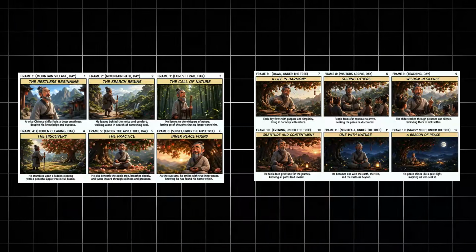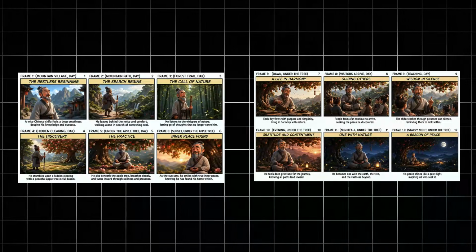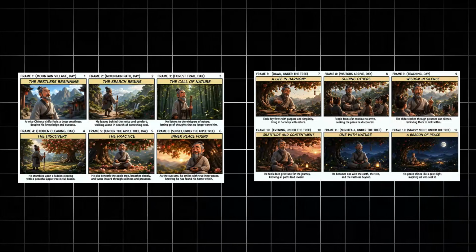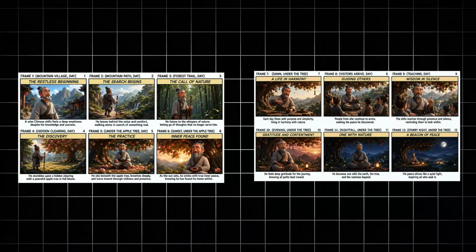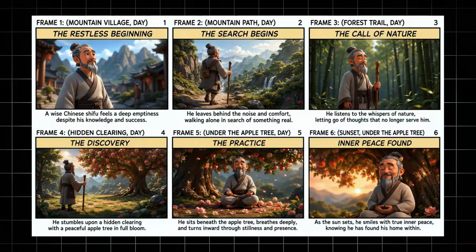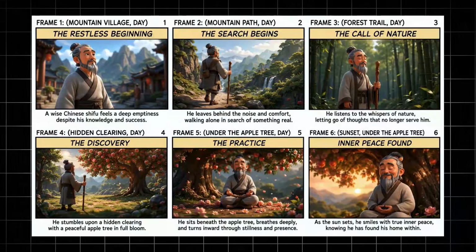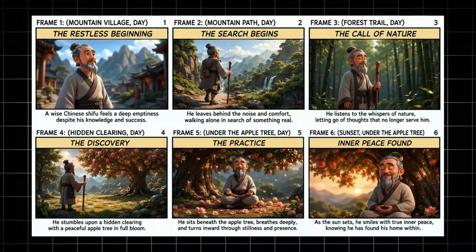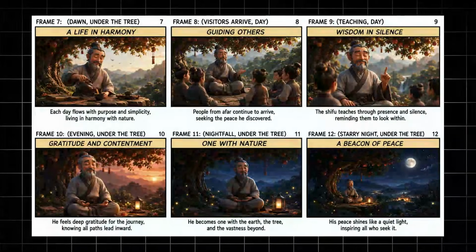Before we start generating anything, make sure your storyboard is properly organized. For this example, I have 2 storyboard images prepared. Together, they cover the entire sequence from frame 1 all the way to frame 12. Our goal is to transform these static storyboard panels into a fully animated video with smooth scene transitions, matching visuals, and synchronized audio. I recommend keeping each storyboard image between 4 and 6 frames.